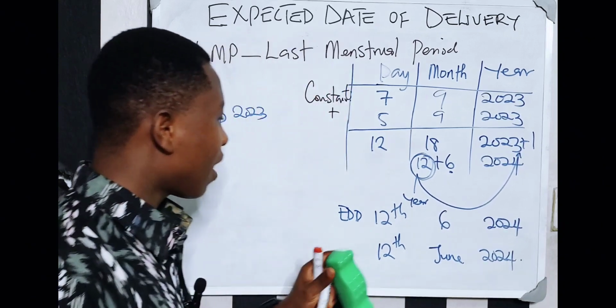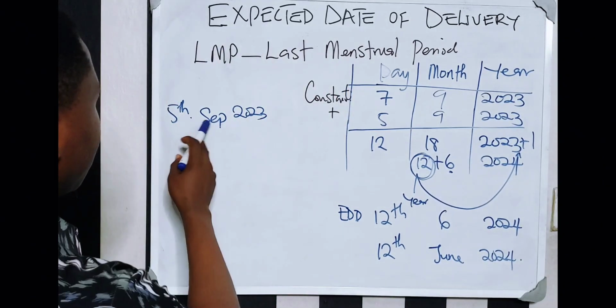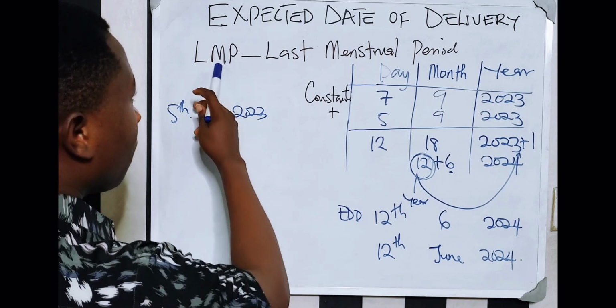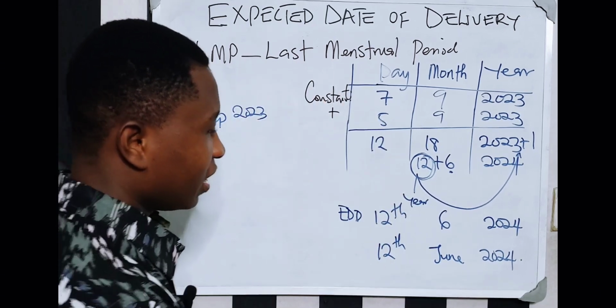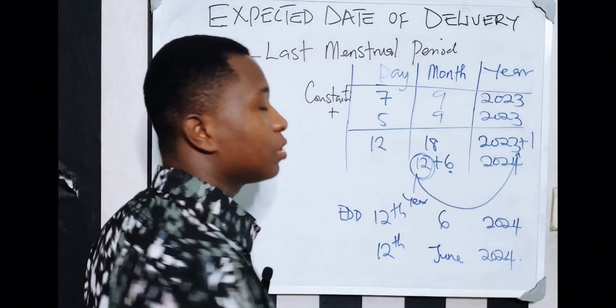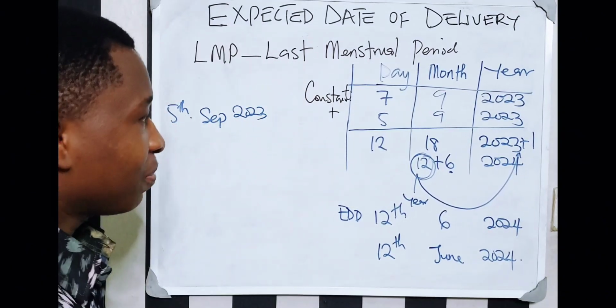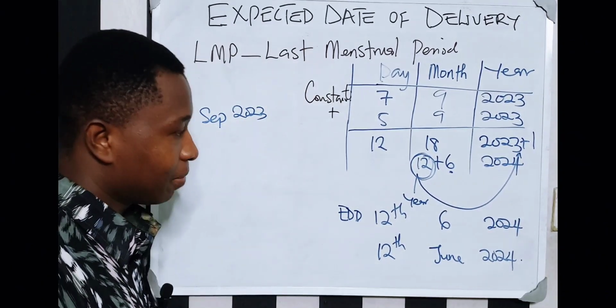2024. So if you have 5th of September 2023 as your LMP, your expected date of delivery is 12th of June 2024. As simple as that. It cannot be any simpler.